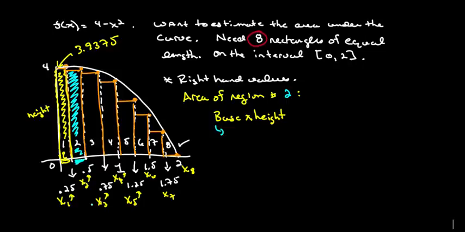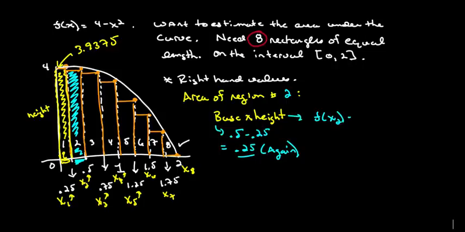So the base length here is, again, 0.25 because it's 0.5 minus 0.25. So the length of the base of the rectangle is 0.25. So that's delta x. And that's going to be the same throughout. So I'm putting here that it's, again, delta x. Okay, now that's written a little bit nicer there.